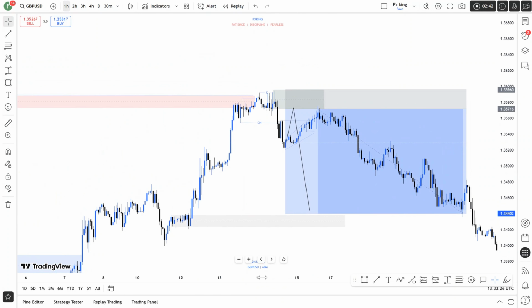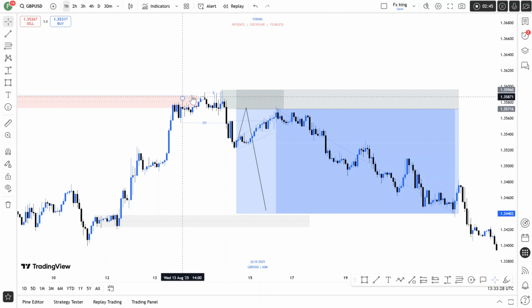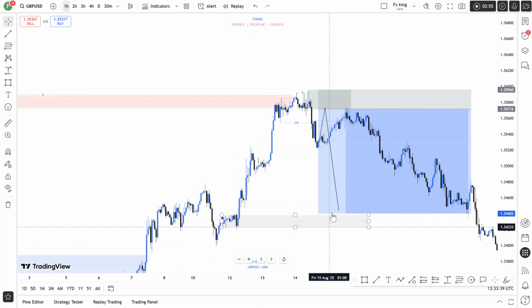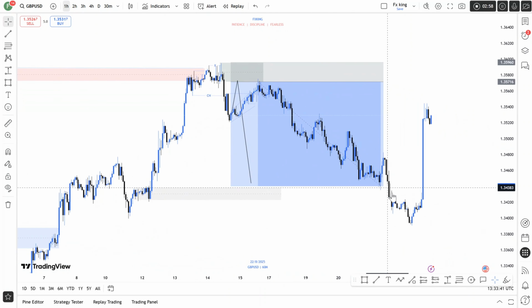This was the setup, right? After the market swept this high, we waited for the market to take out the first low, and then went ahead of this inducement here and tapped into this zone. We sold, and as you can rightfully see, the market went ahead to hit our TP before it finally reversed on the news this Friday.